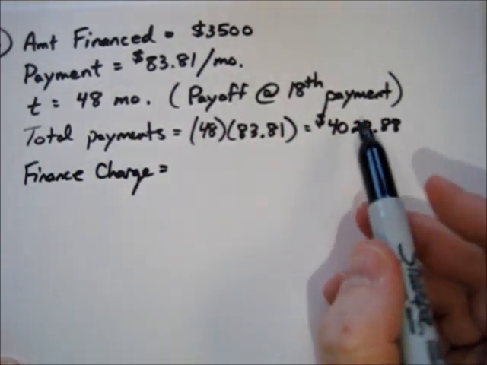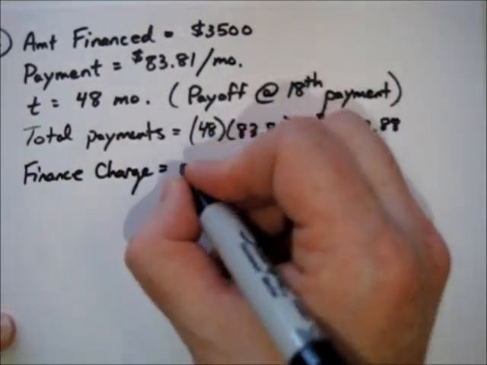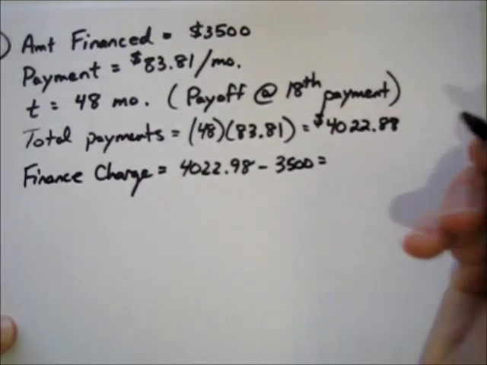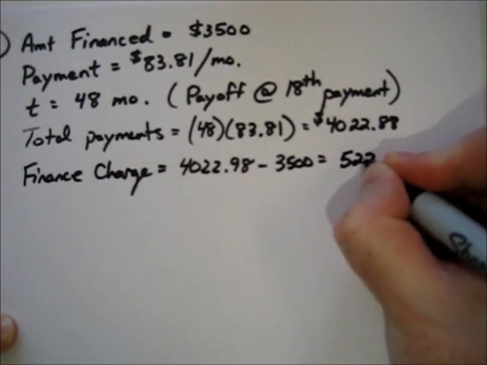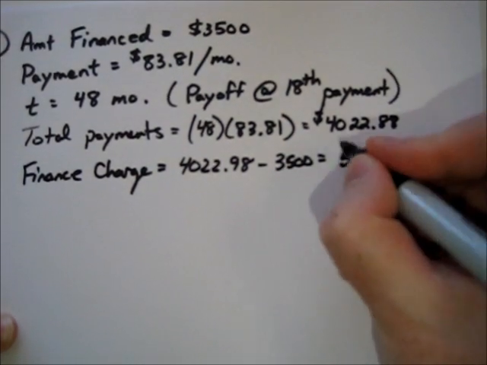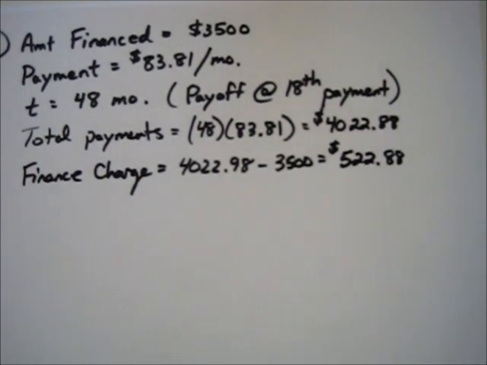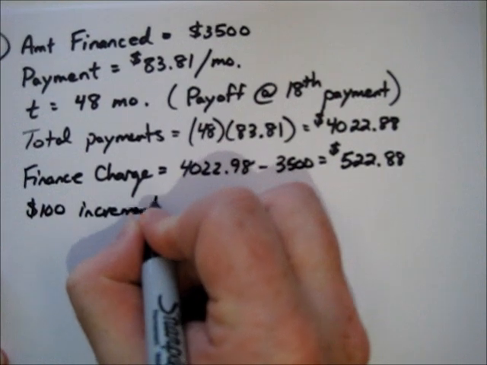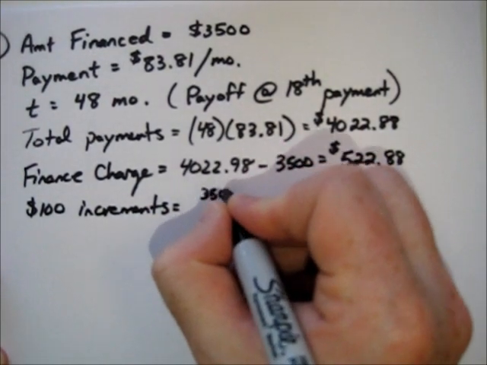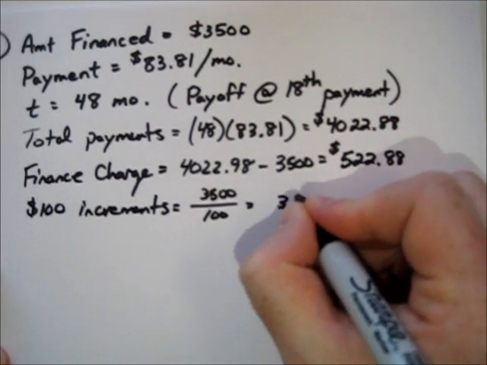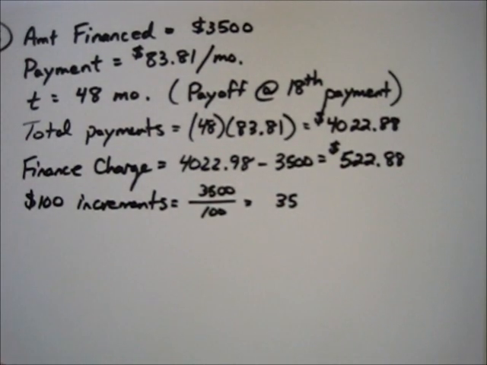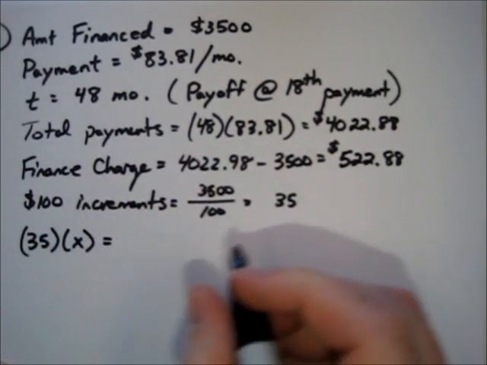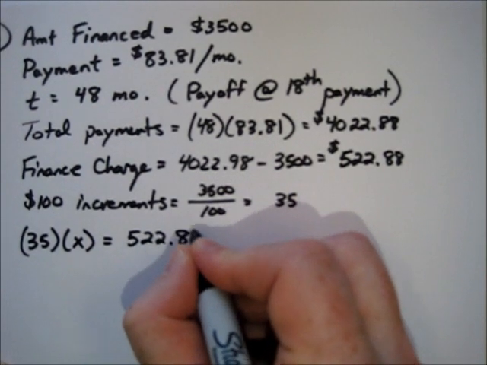So the finance charge is the difference between this amount and how much she actually borrowed. Because if she had had the cash, she could have just paid the $3,500, but she didn't, and so she's paying a finance charge of $522.88. So to find the APR, we need to know $100 increments. How many of those did she finance? 3,500 divided by 100 equals 35. And now 35 times some value off the chart has to give us the finance charge of $522.88.